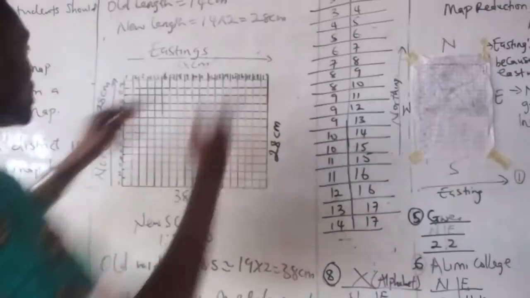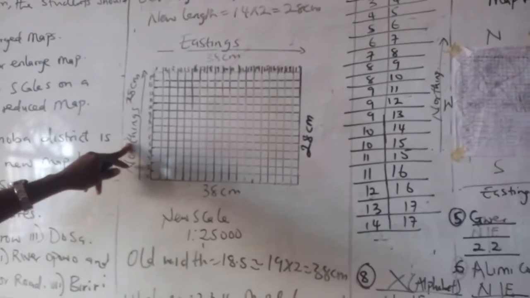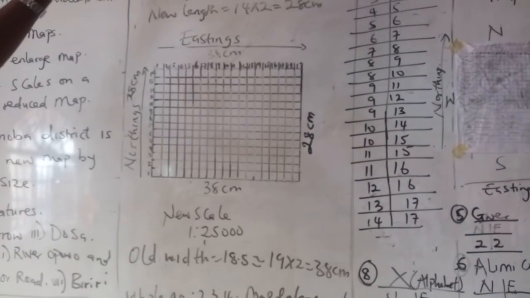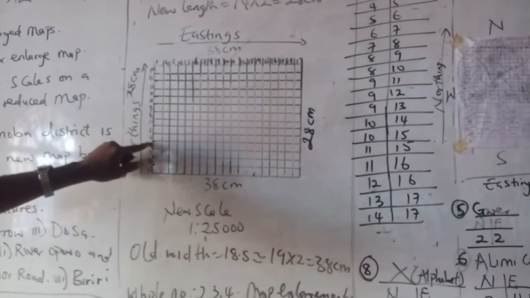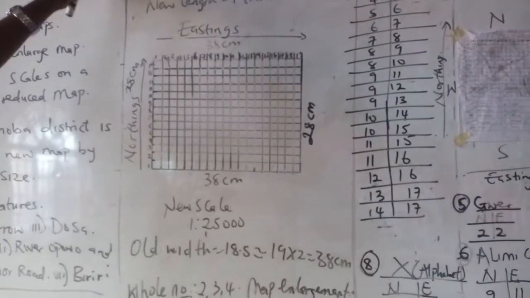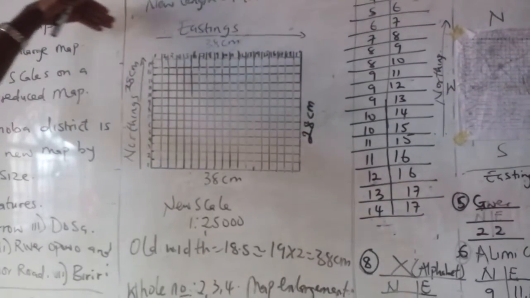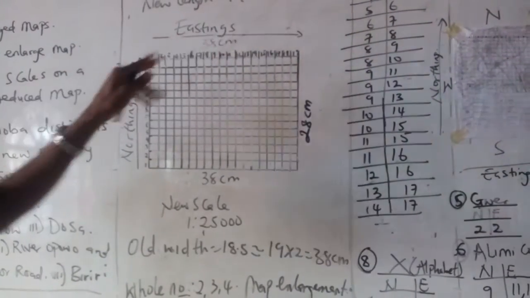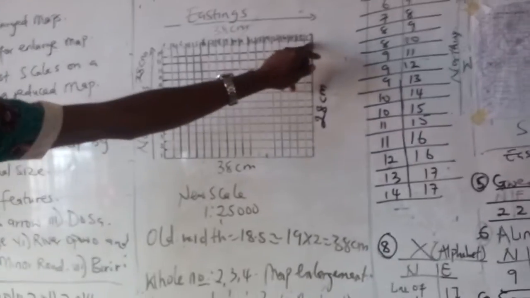Why this one east? Why do we call this one northeast? Because it increases to the north: 1, 2, 3, 4, 5, 6 increases northward. Why east? It increases east: 1, 2, 3, 4, 5, 6 to 19.